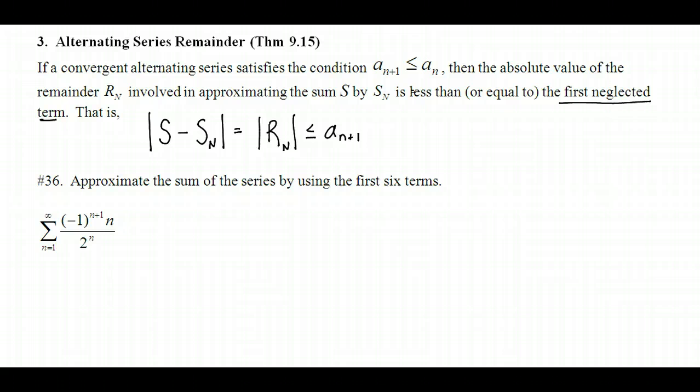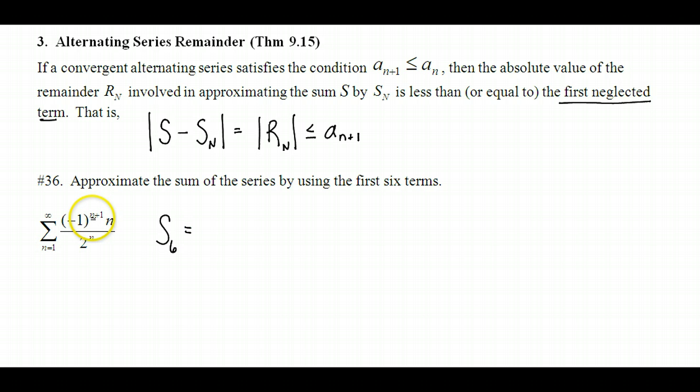So there are two types of questions that go with your alternating series remainder. Number 36 here, and then on the back you have number 38. And these are two different problems, but they're good. They're obviously used in using the alternating series remainder. So we want to approximate the sum of our series by using our first 6 terms. So if we use our first six terms, we want our partial sum of our first 6 terms.